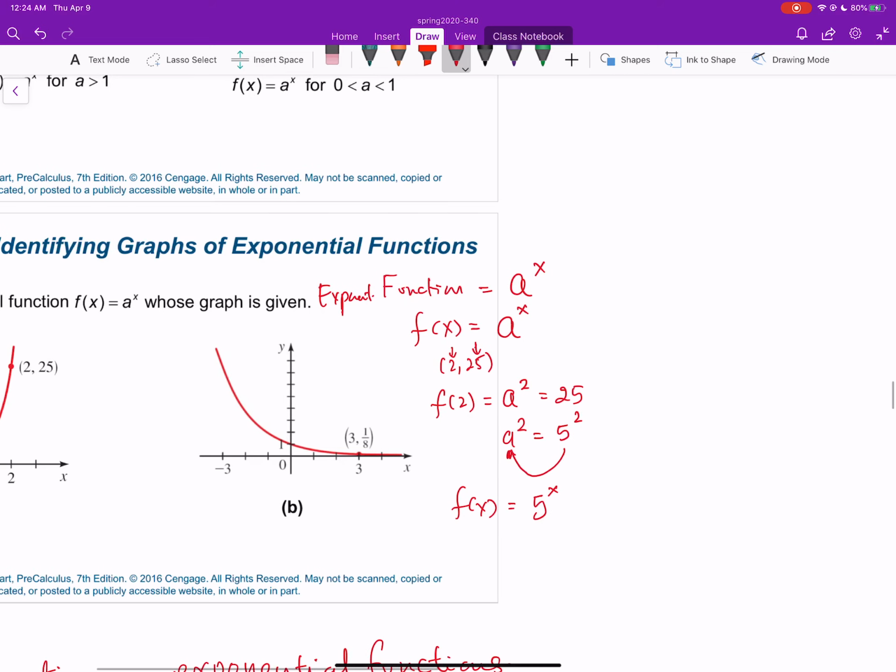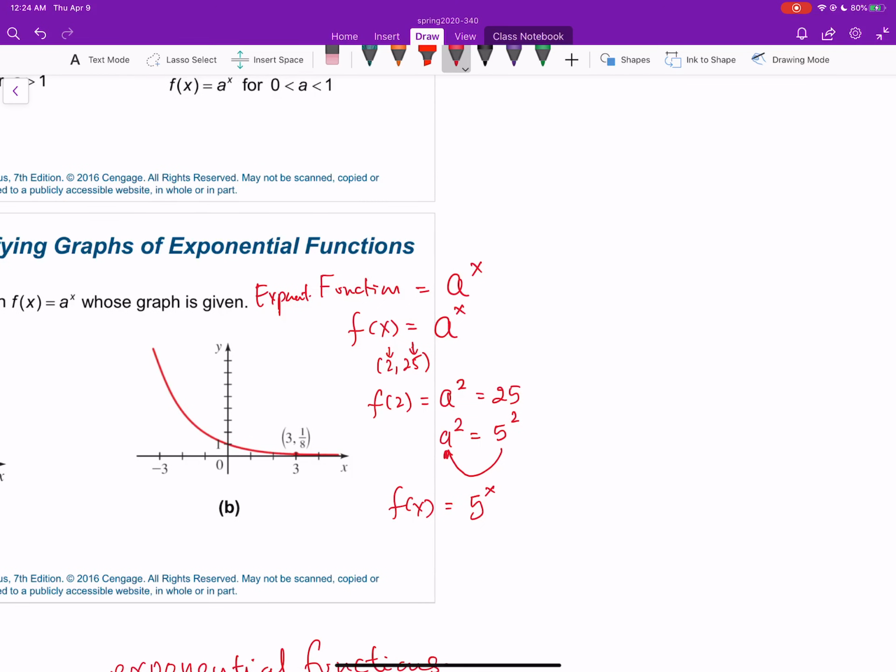If we look at the other example, we have f of x is a to the x. They give us the point 3 comma 1 over 8. Now, the 3 is the input and 1 over 8 is the output. So if I plug that into my function, f of 3 is supposed to be a to the 3, which is equal to 1 over 8.